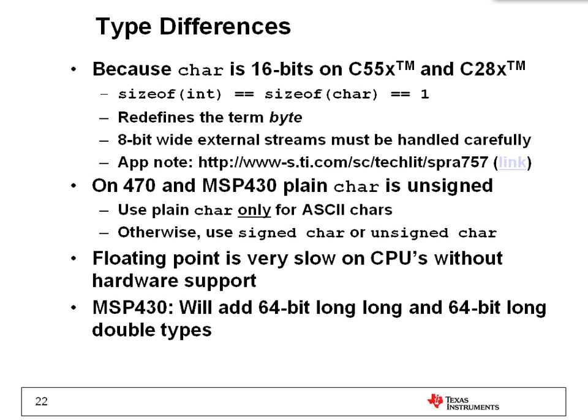Floating point is very slow in CPUs without hardware support. If floating point speed is something that's important in your application, then you need to look into whether the CPU you're using has floating point hardware instructions. If it doesn't, then floating point operations are supported, but they're done with out-of-line runtime support calls. And so something like a floating point divide, you're looking at 100, maybe 200 instructions. So you need to be aware of that.